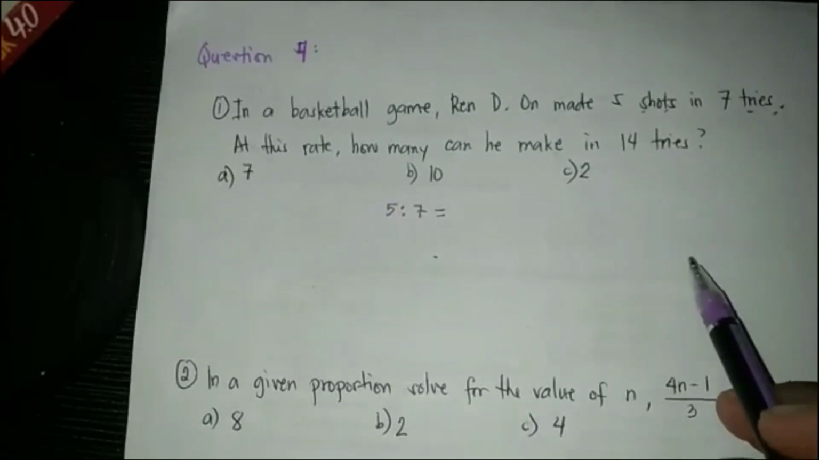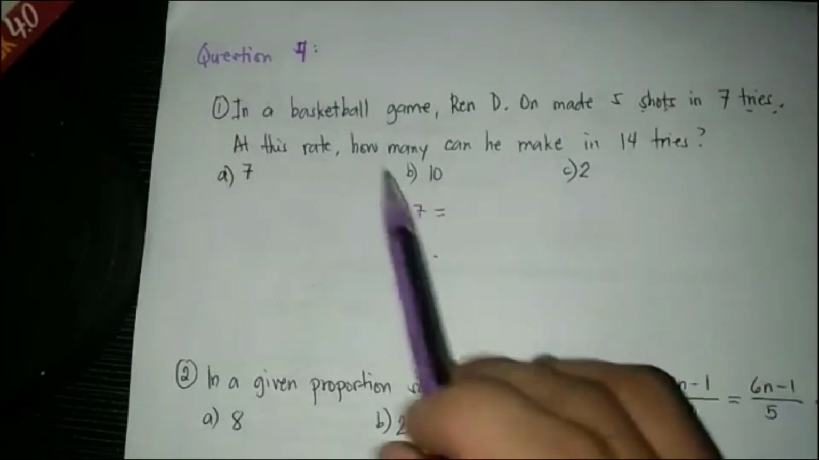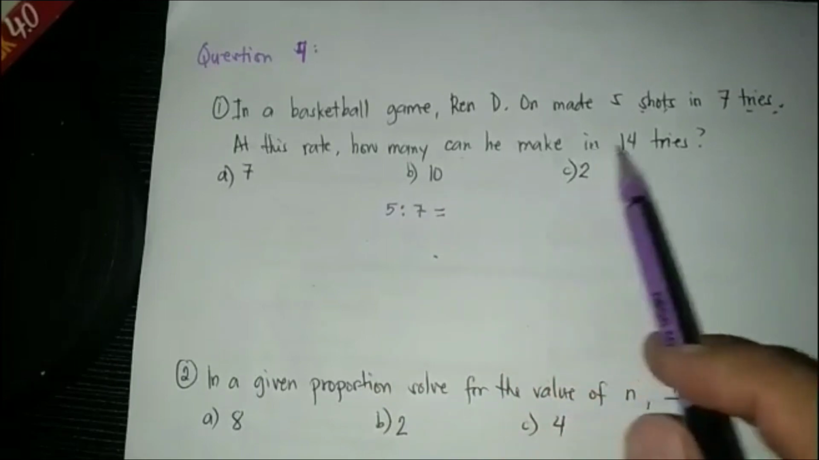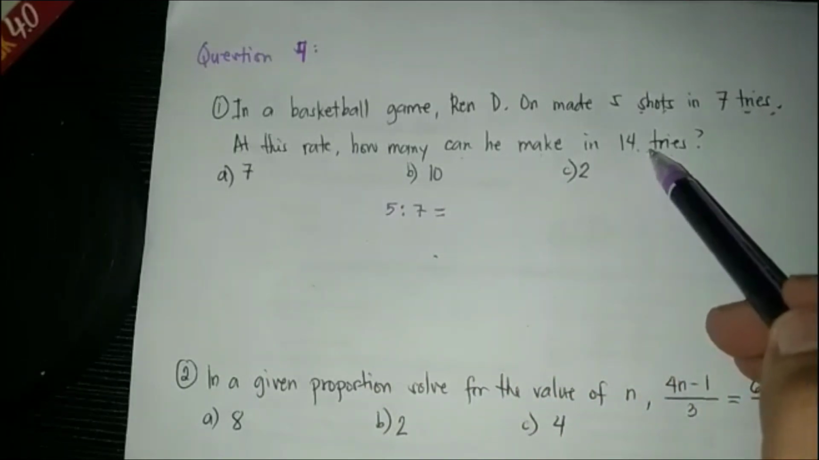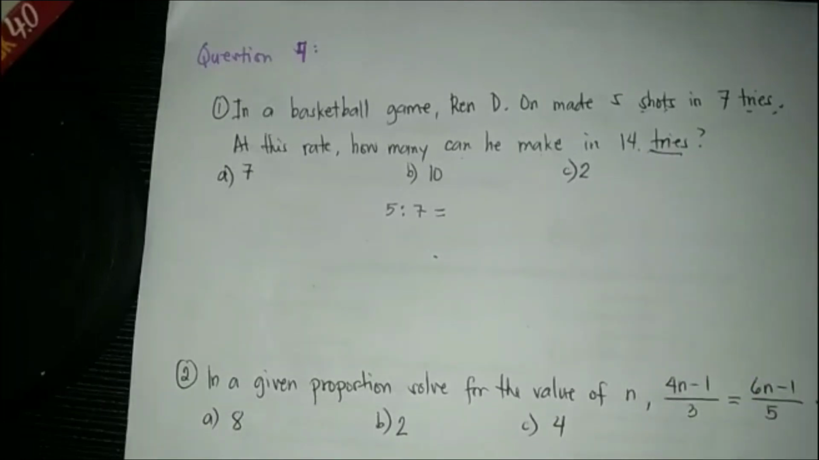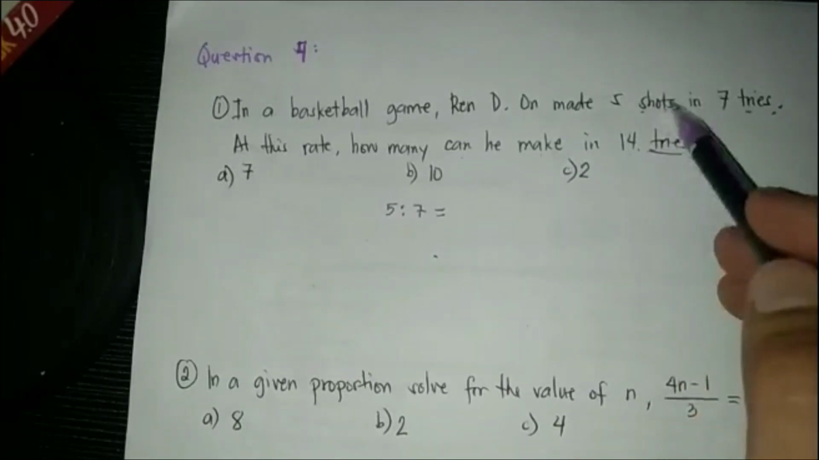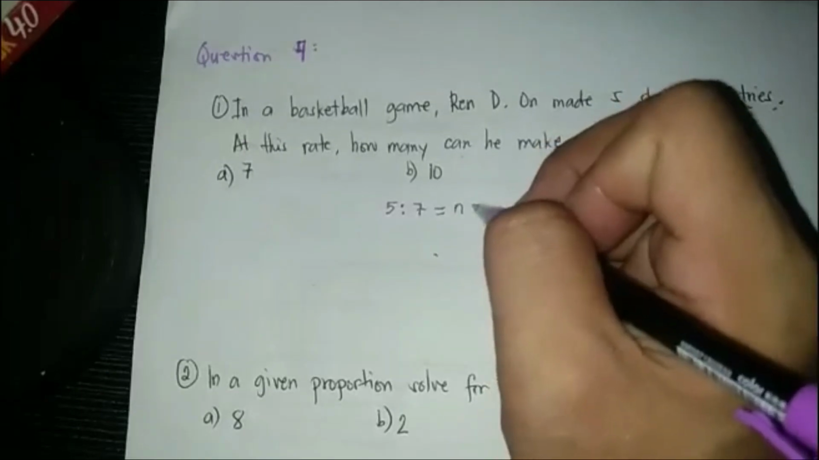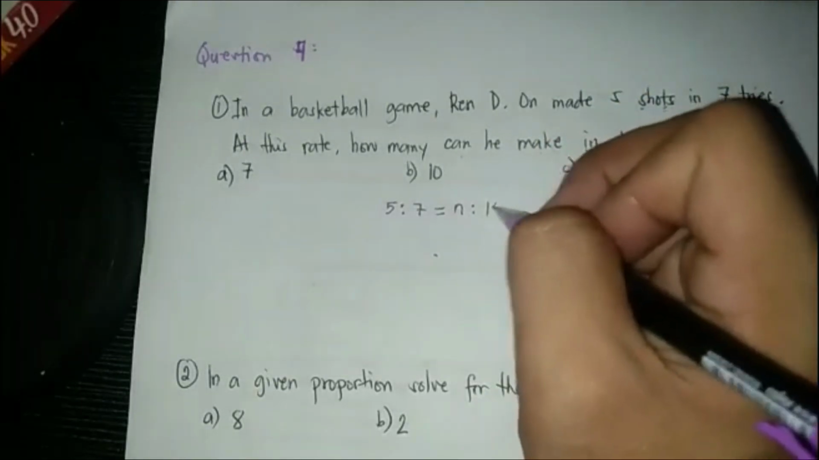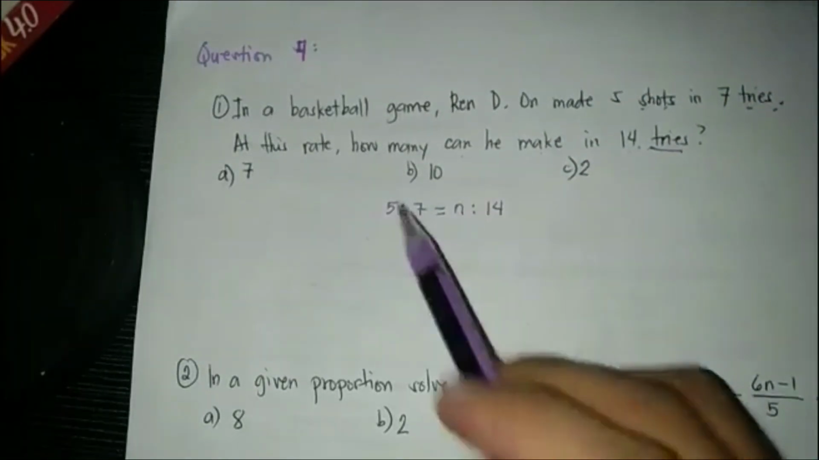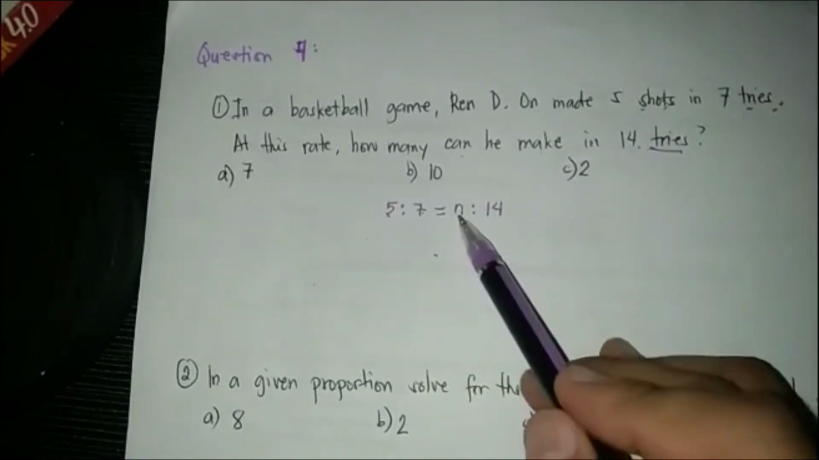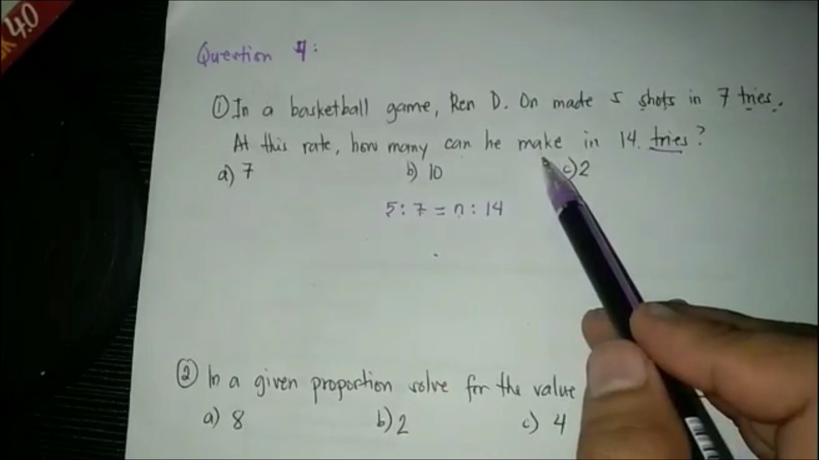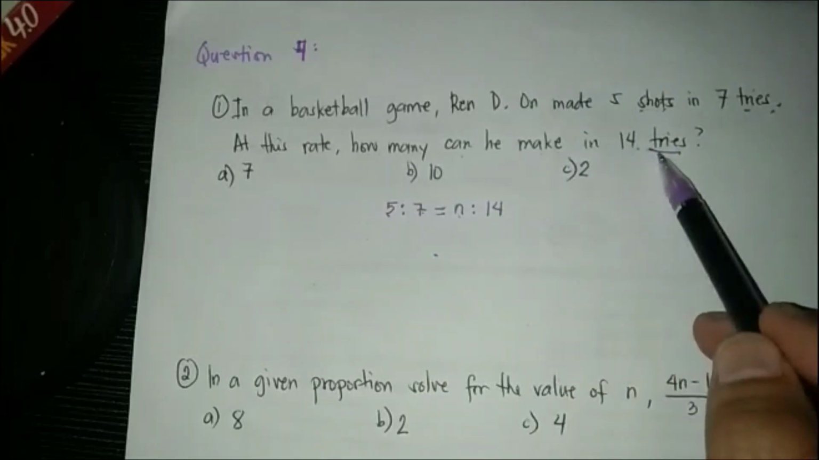Okay, so the second ratio: how many can he make in 14 tries? Given na meron tayong quantity para sa tries, so yung kulang natin is yung about sa shots. So lagay natin n is to 14. Yung 5 para sa shots, 7 para sa tries. Yung n, yun yung hinahanap natin. Yung 14 naman para sa tries.